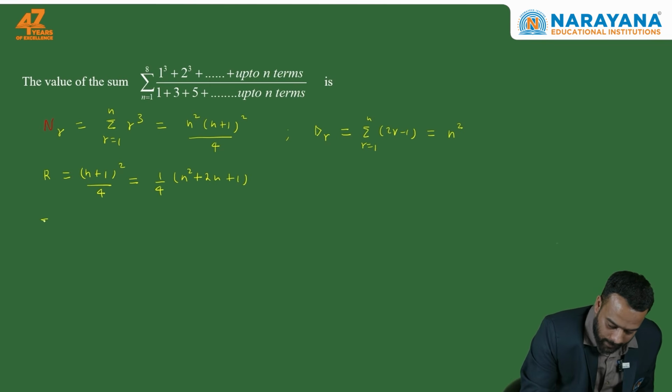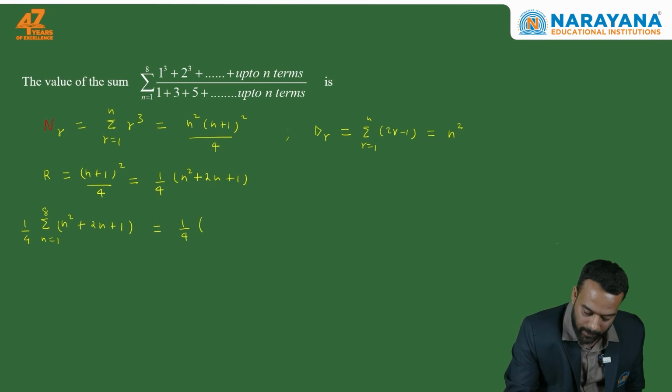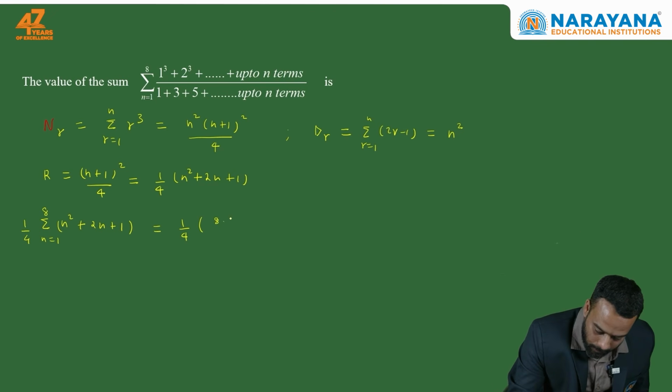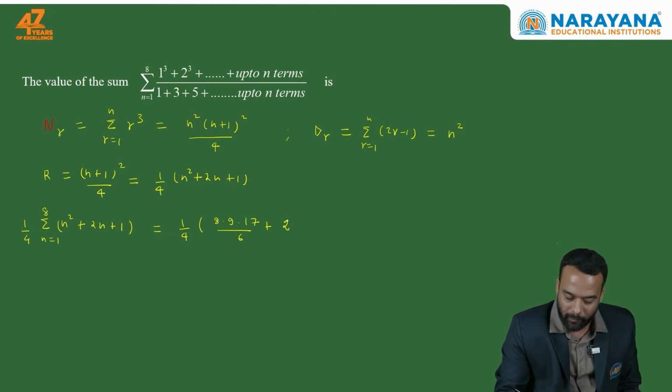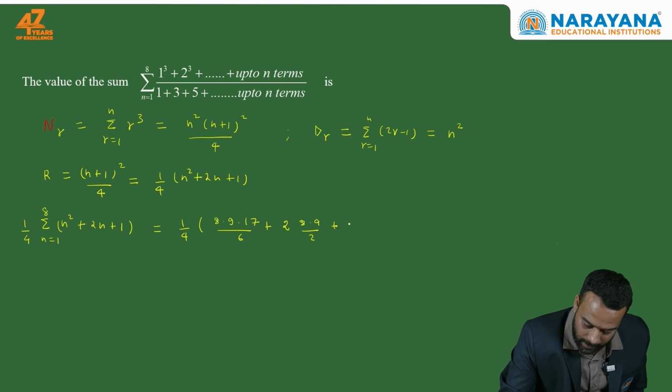Now we have to take the sigma of this. So that will be 1/4 of sigma of (n square plus 2n plus 1) from n equals 1 to 8. So that is going to become 1 by 4. Now what is sigma of n square? That is n(n+1)(2n+1) by 6. So I will have the expression (n+1)(2n+1) by 6 plus 2 times. Now what will be sigma of n? That will be n(n+1) by 2, plus 1 will be coming 8 times. So that is going to become 8.